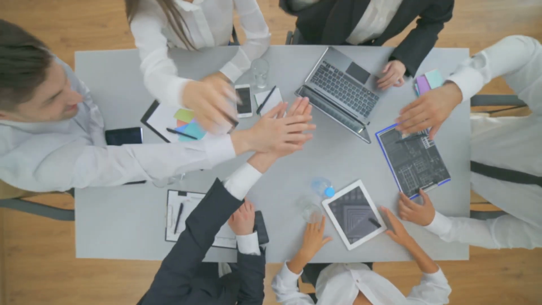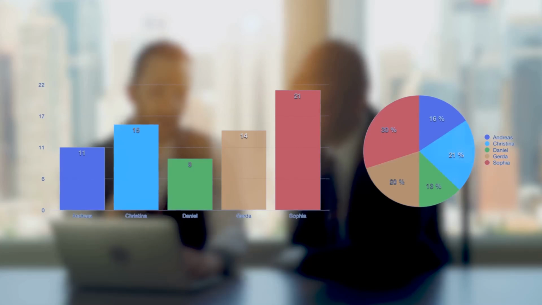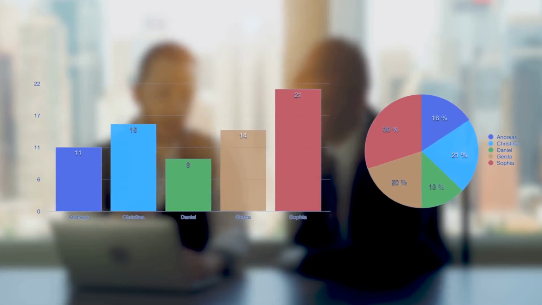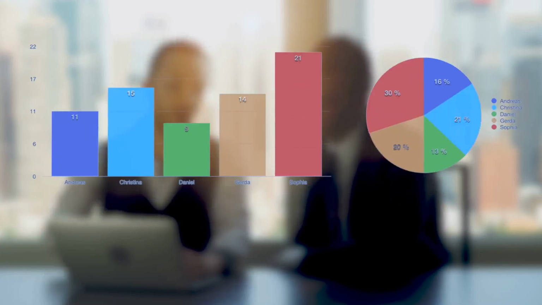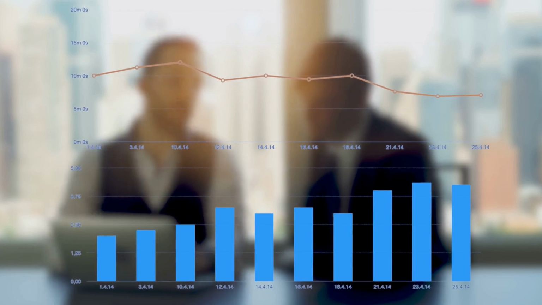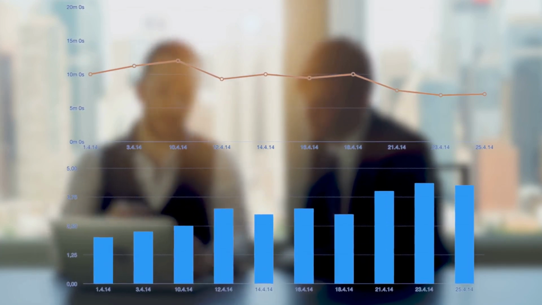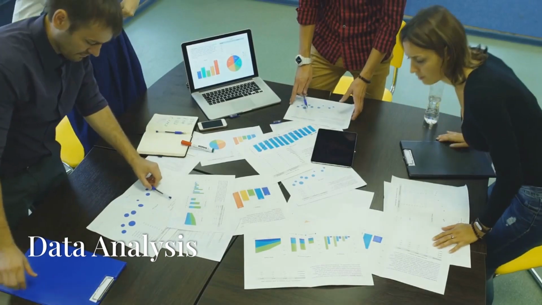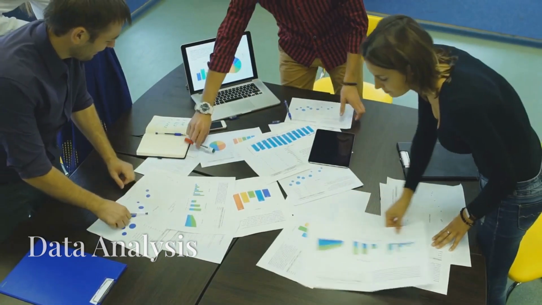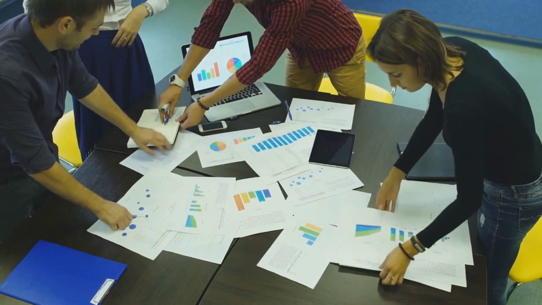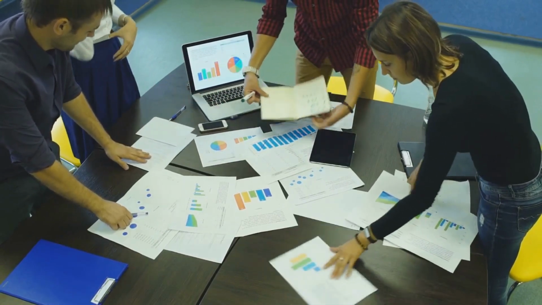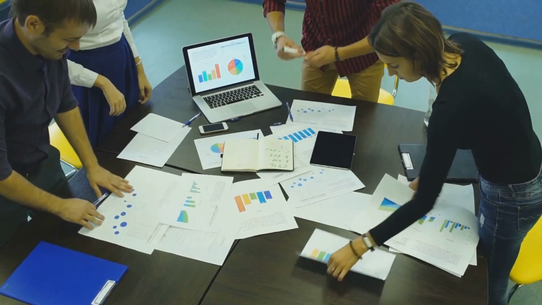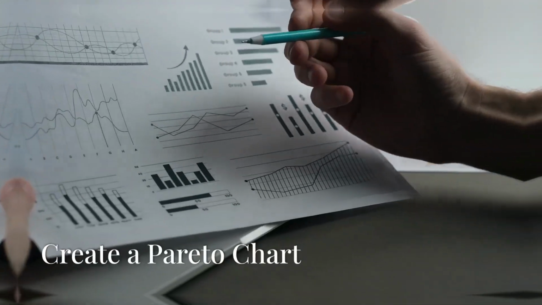Classify the data into categories or groups based on common characteristics or factors. For example, defects could be categorized by type, location, frequency, severity, or any other relevant attribute. Calculate the frequency or occurrence of each category and rank them in descending order from the most frequent to the least frequent.